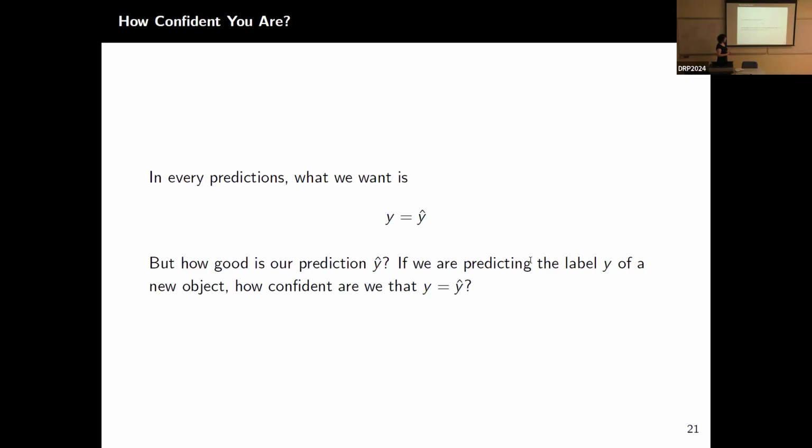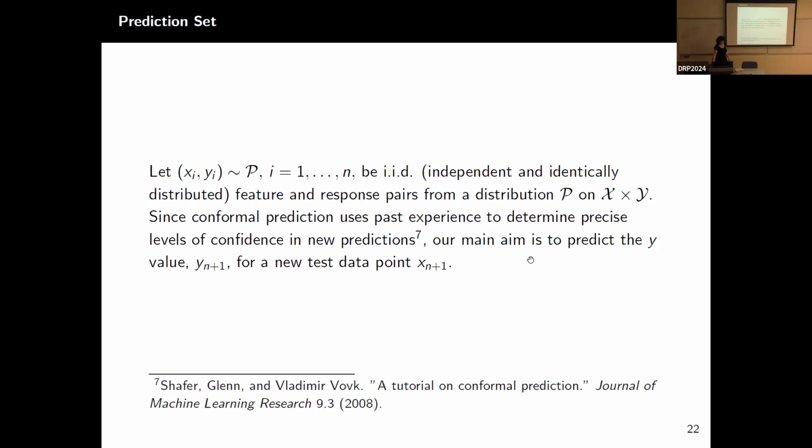So in every prediction, what we want is this equality. We want our predictions to be equal to the real observations. But how can we compute this? How can we be confident that this equation is true? In order to do that, let me introduce you to a prediction set. So let X_i and Y_i be the independent and identically distributed feature and response pairs. And since conformal prediction uses past experience to determine precise levels of confidence in its predictions, our main aim is to produce the y value, Y_n+1, for a new test data point X_n+1.